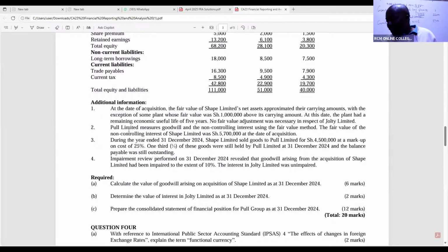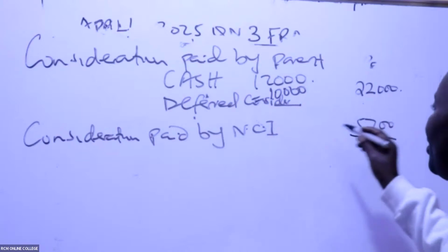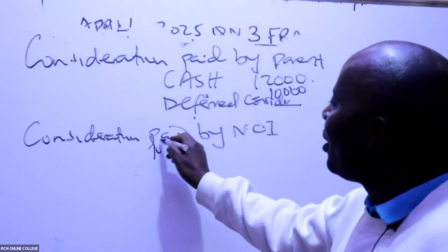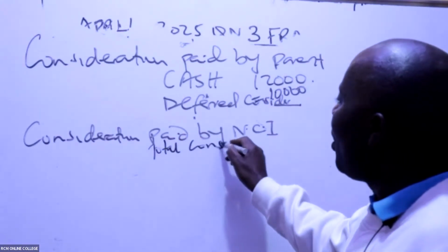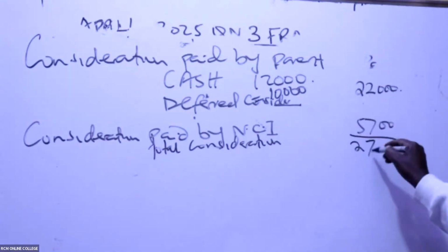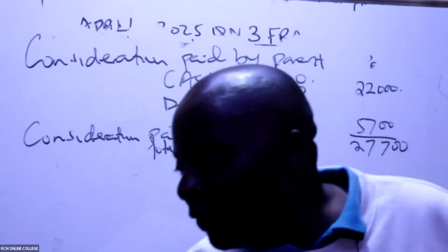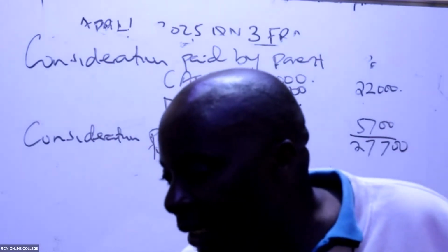So we are told here, Pool Limited measures goodwill and the NCI using the fair value method. The fair value of the NCI was 5,700 at the date of acquisition. You're right. So please give me the total consideration. Total consideration, when you add the two, we are getting 27,700. Then we come and less.